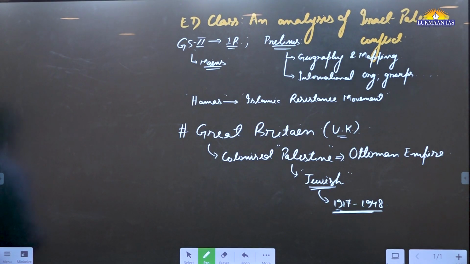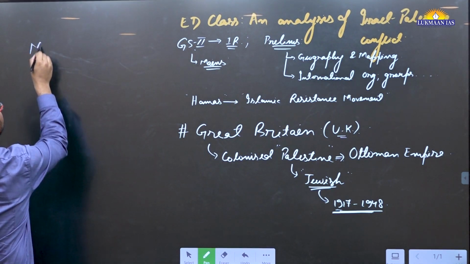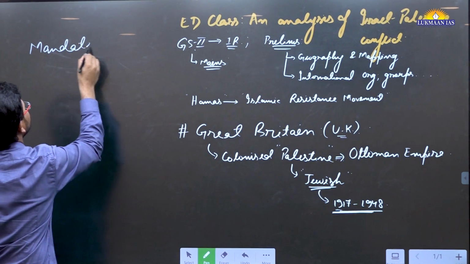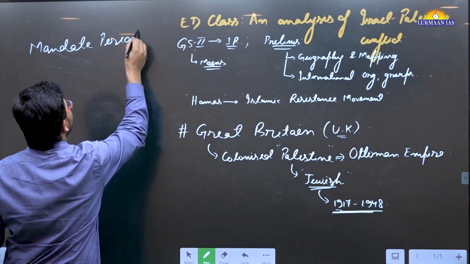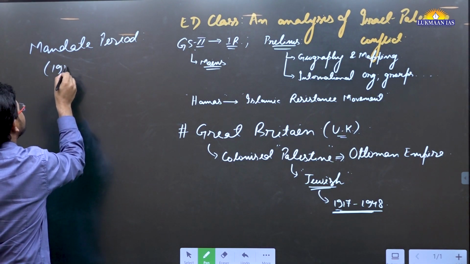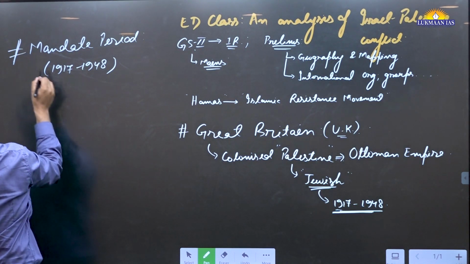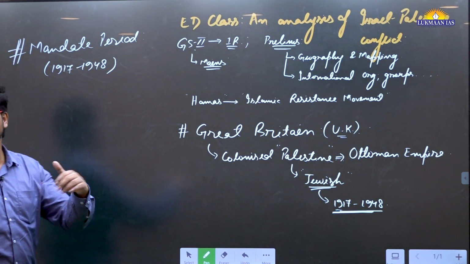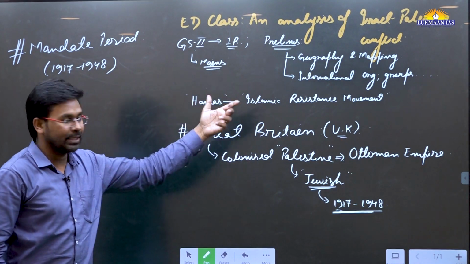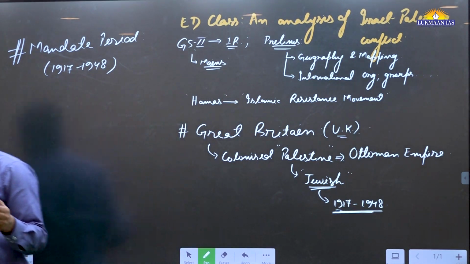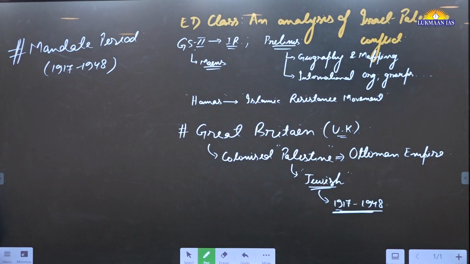There was a period known as the Mandate period. This Mandate period lasted from 1917 to 1948, right? This was the period when the British made the promise, and they were in the process of giving a state to the Jewish people. So this led to the mandate. They wanted to give a national home for the Jewish people in Palestine, and it set the stage for subsequent conflict. And there was a Balfour Declaration also.